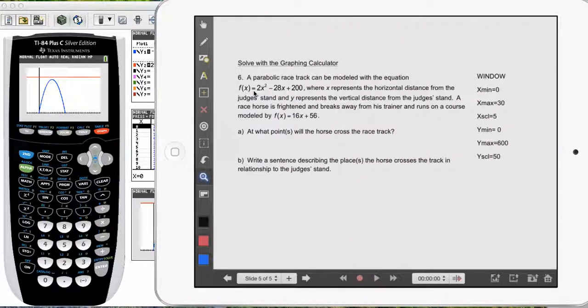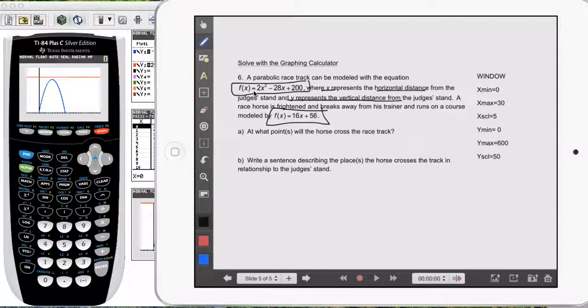Again, this is on the practice sheet 456. So that's the third example. A parabolic racetrack can be modeled with the equation. That's the racetrack, and as you can see, it's a quadratic equation. X represents the horizontal distance, and y represents the vertical distance from the judge's stand. Now, the racehorse got frightened and breaks away from his trainer and runs on a course modeled by this equation.